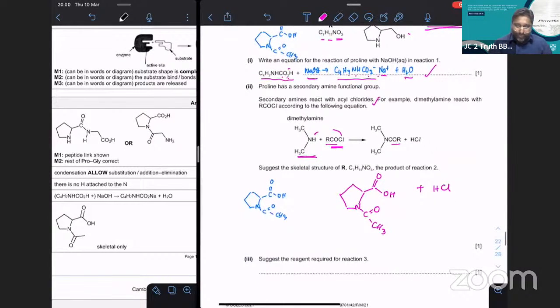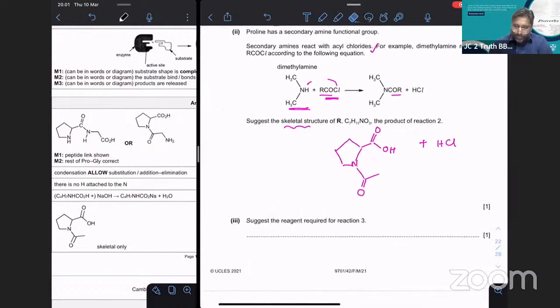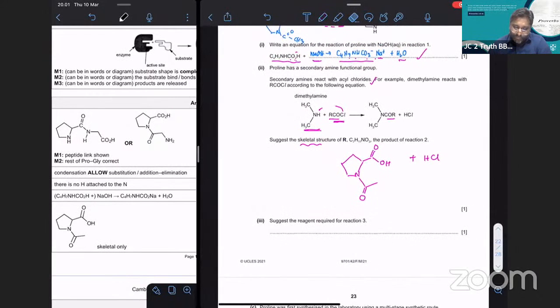So this one I also want to show as a skeletal structure. I cannot simply draw like this. I have 2 carbon, so maybe I draw 1 carbon, 2 carbon, and this carbon has O over there. So this is going to be the answer. No need to show the hydrogen. They say product skeletal structure of R, so no need to write the Cl also.